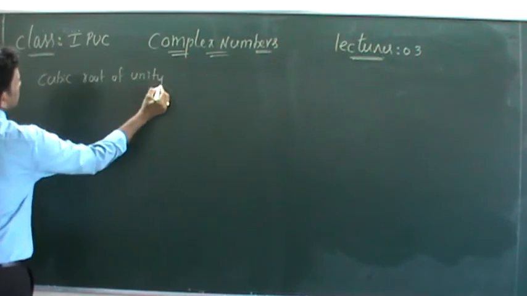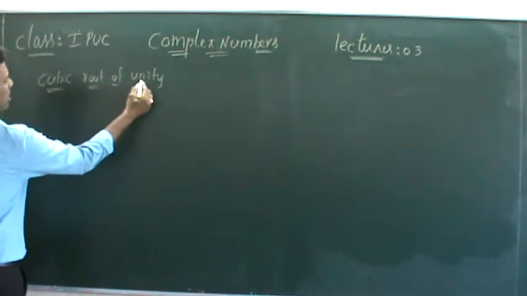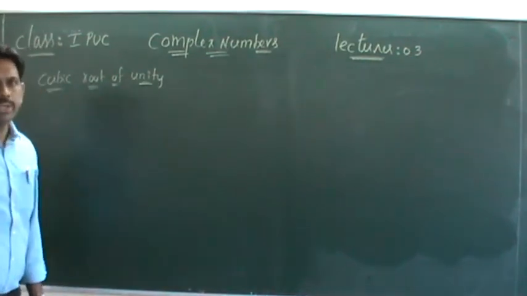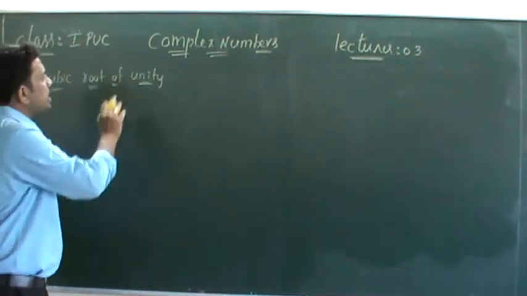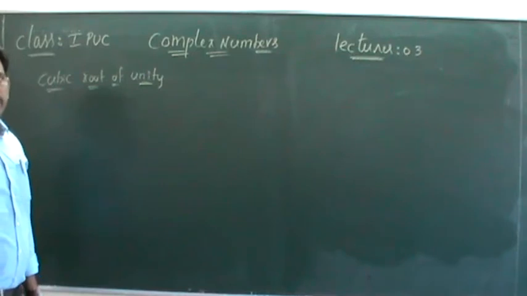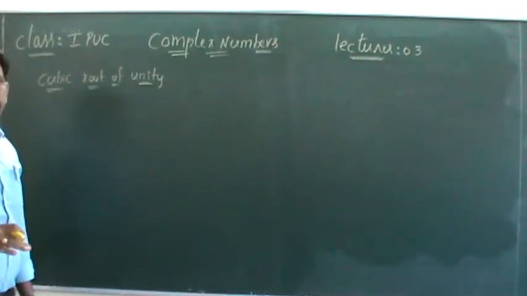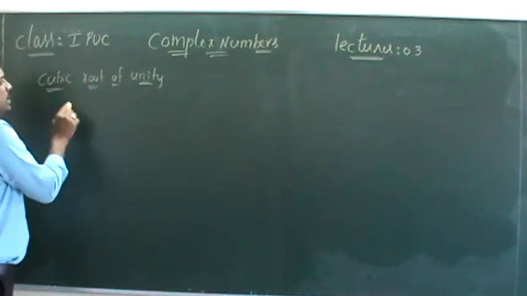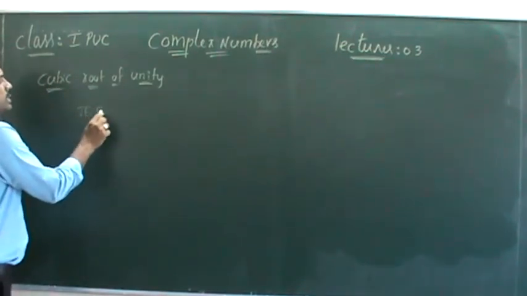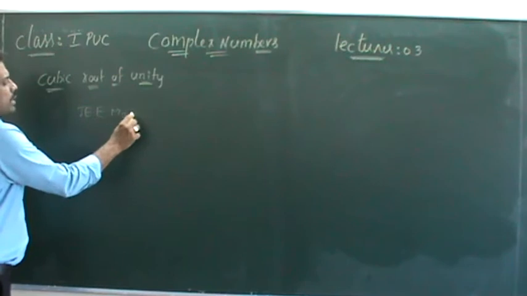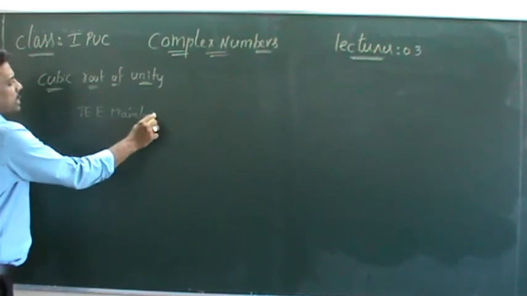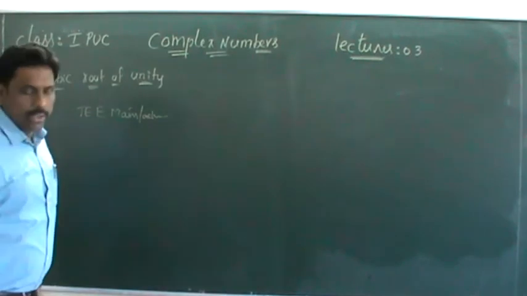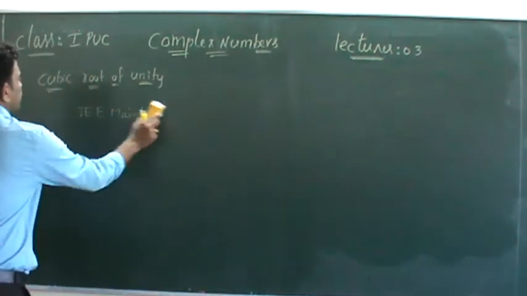Children, this topic is not in the textbook, but it is there in the JEE Main syllabus. For CET it is also not there, and it is not in the textbook. JEE Mains are advanced level, and this topic is there. What is the name of this one? Cubic root of unity. So what is the cubic root of unity?